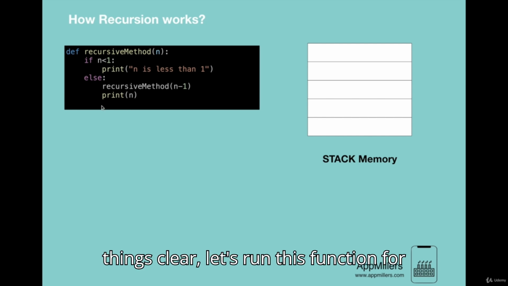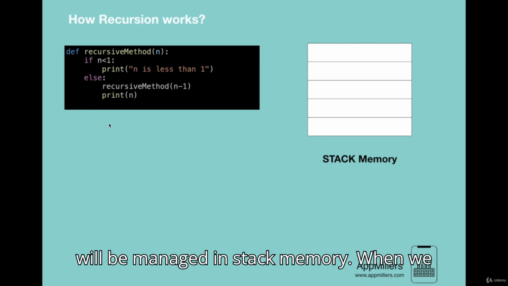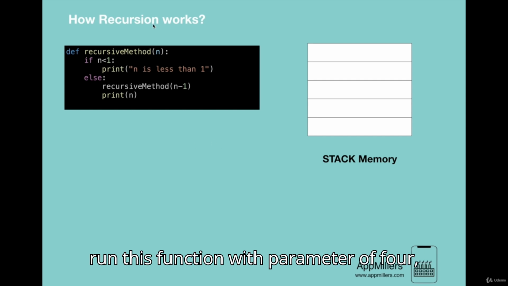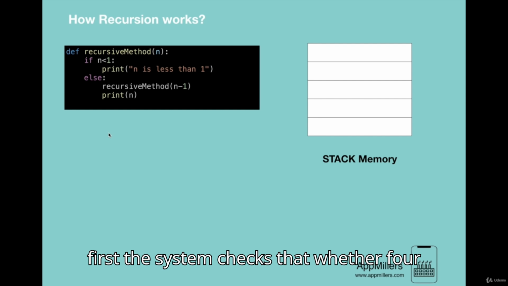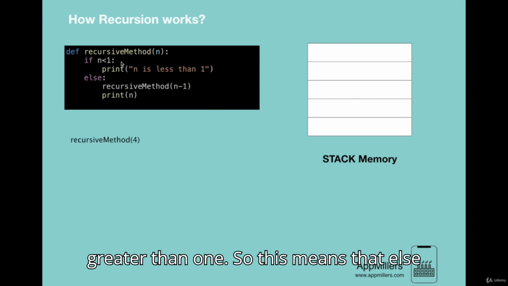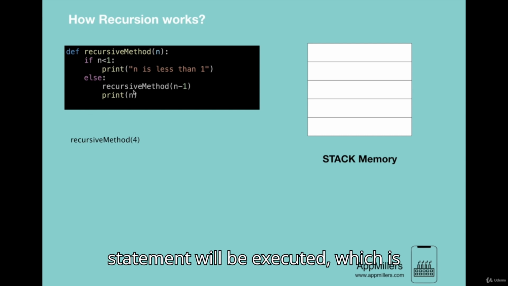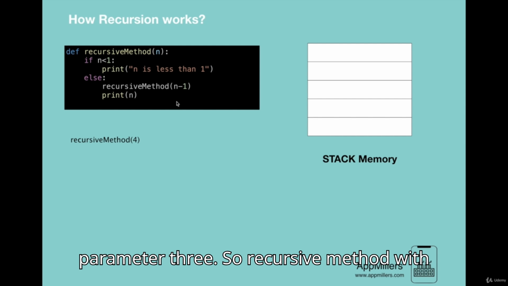So to make things clear, let's run this function for parameter of 4 and see how this will be managed in stack memory. When we run this function with parameter of 4, first the system checks whether 4 is less than 1. We see that 4 is greater than 1. So this means that the else statement will be executed, which is calling the recursive function with parameter 3.